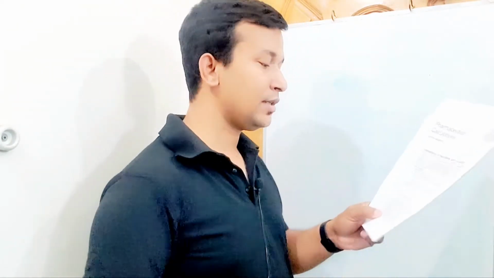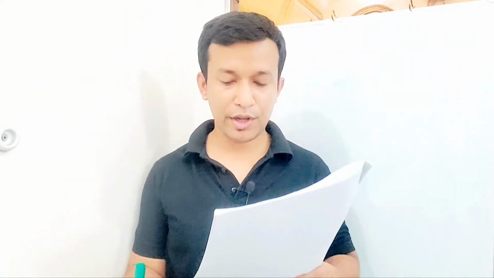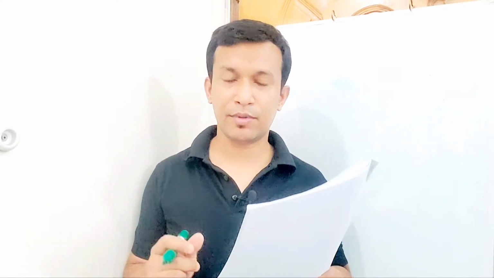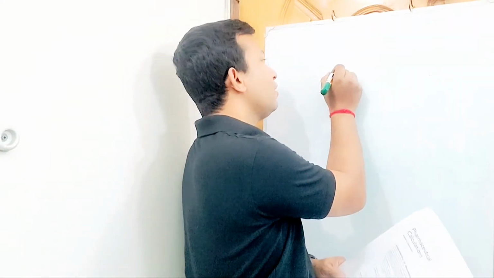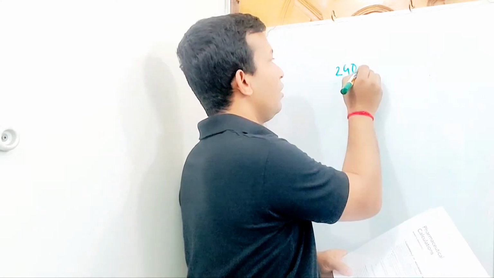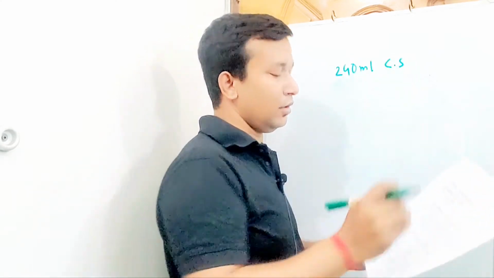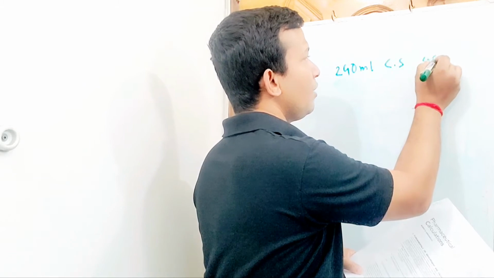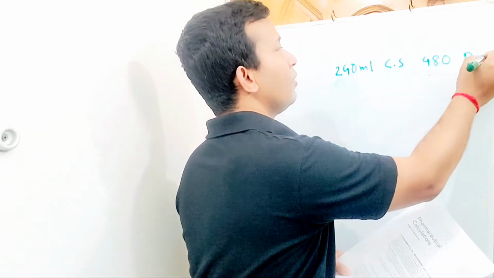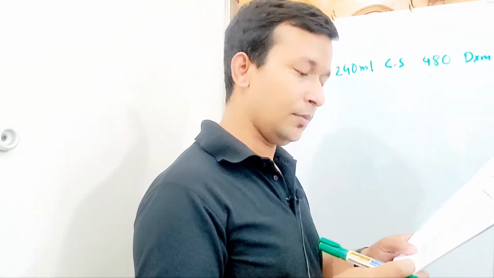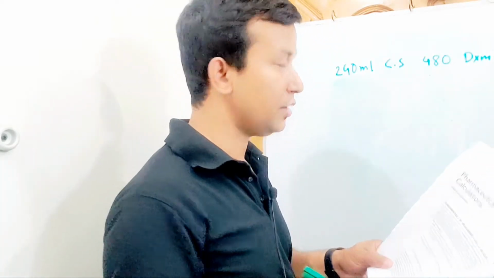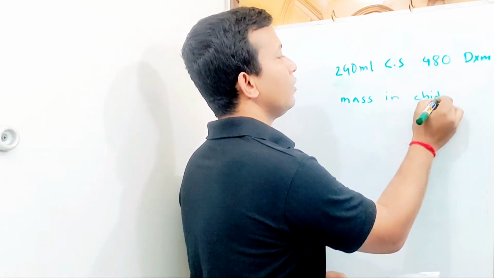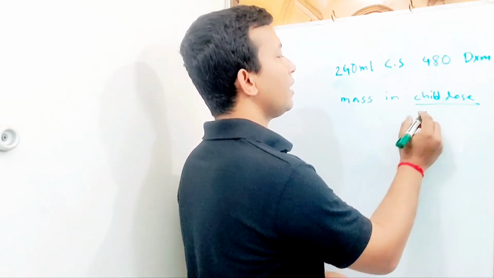So here is an example. It says if 240 ml of a cough syrup contains 480 milligram of dextromethorphan, then what mass of drug is contained in a child dose, that is 5 ml. So the question is given 240 ml of cough syrup. I'm writing in short form: 240 ml of cough syrup contains 480 milligram of dextromethorphan. Now the question is asking what mass of drug is contained in a child dose, and it is also mentioning that the child dose means 5 ml.